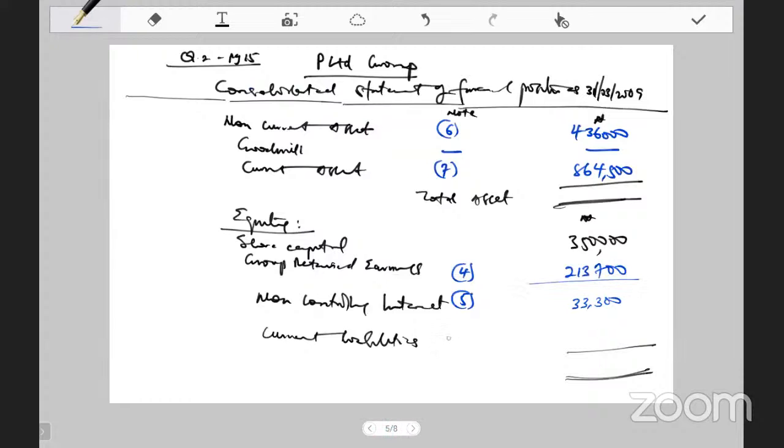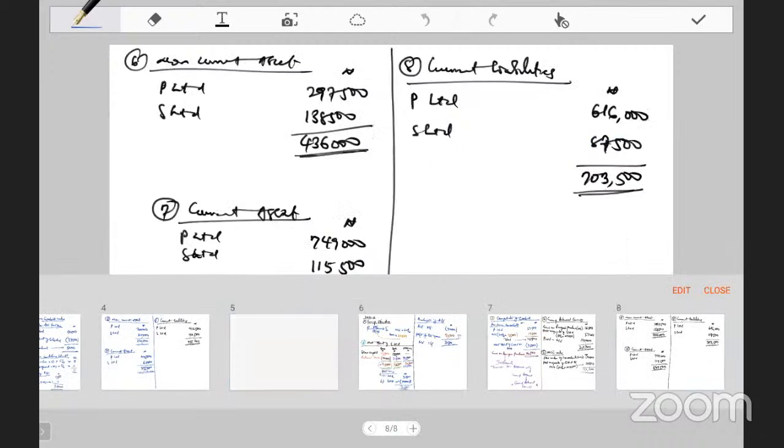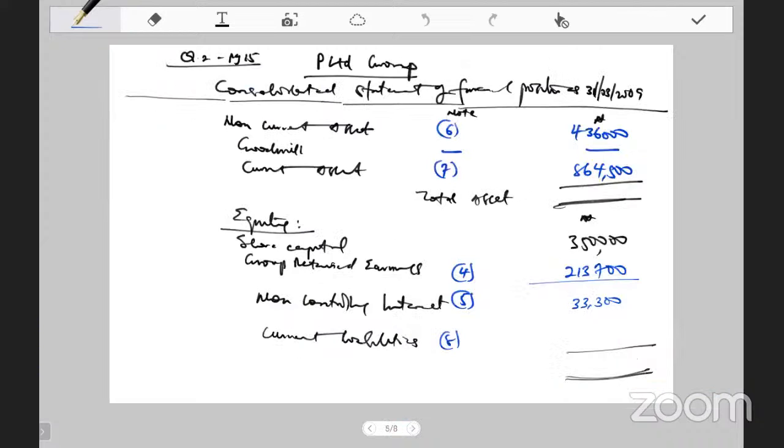Okay, note 8. What's my current liability? 703,500.